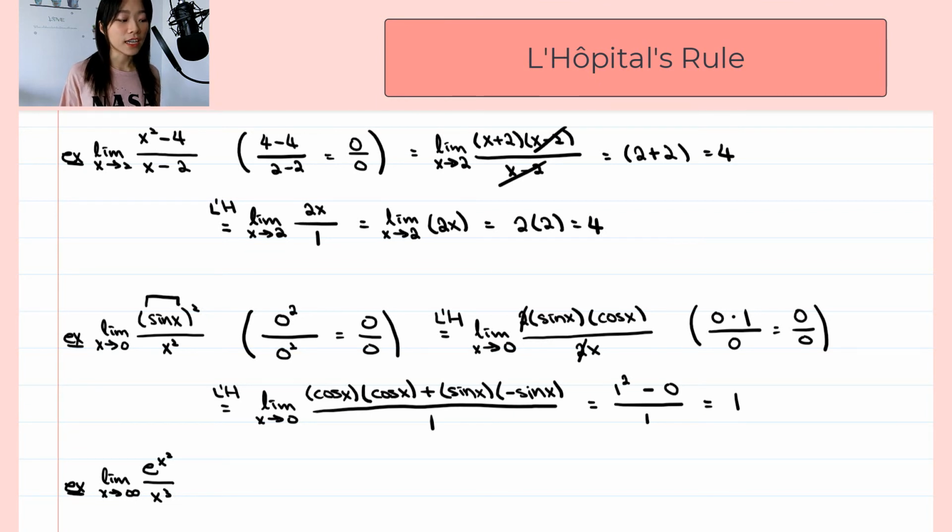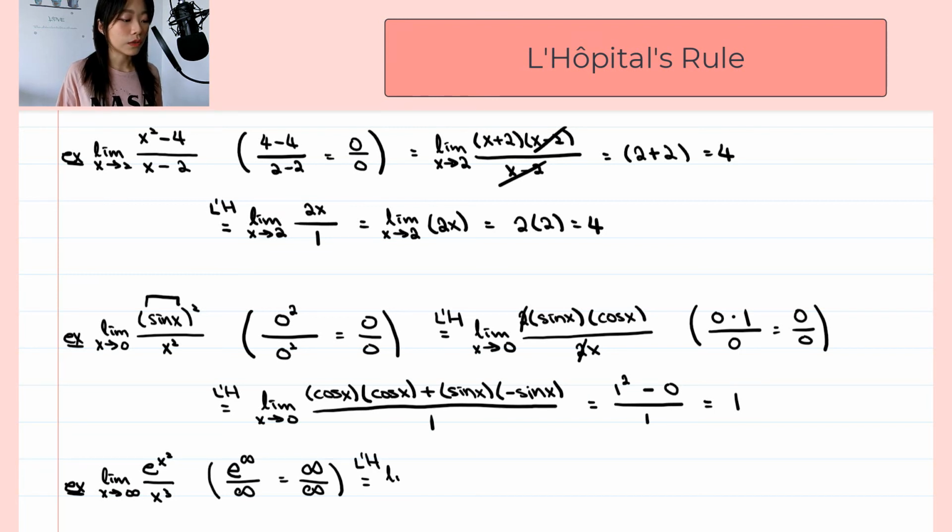Now let's look at the last example. Here we have the limit of e to the power of x squared over x cubed as x approaches infinity. Let's try the chain rule to see whether this limit is indeterminate. So we substitute x by infinity and we get e to the power of infinity over infinity. So we get the type of infinity over infinity, which is an indeterminate type. So we need to use L'Hopital's rule.